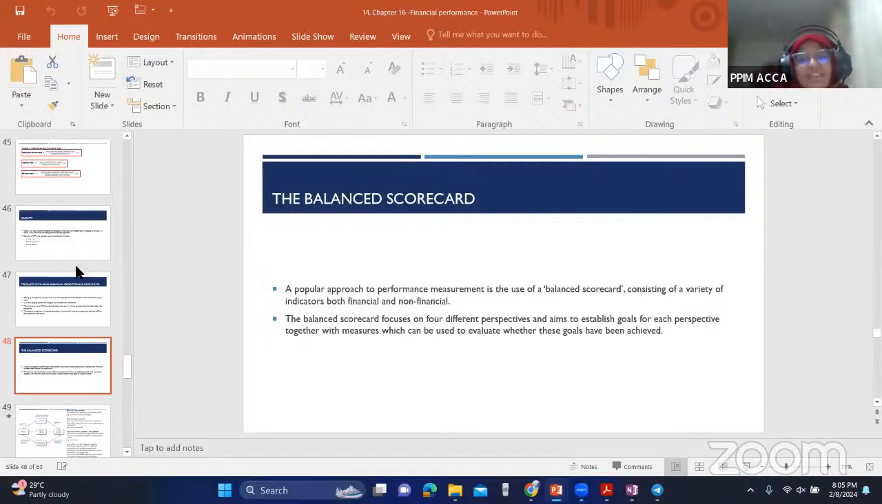So what are these non-financial factors? Things like our quality, things like our customer satisfaction. Okay, those are areas that we have to focus on because these non-financial areas, if you ignore them, then in the long run, it will affect the financials.